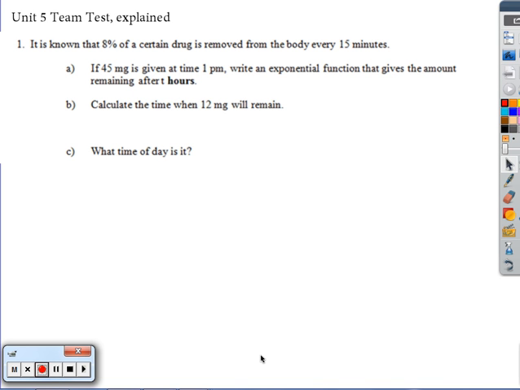Okay, Unit 5 team test explained. 8% of a certain drug is removed from the body every 15 minutes. 45 milligrams, time 1 p.m., exponential function, t hours is important. I never realized the old percent off deal. By some of your determinations, 250% off coupons at the store means that you get the item for free.